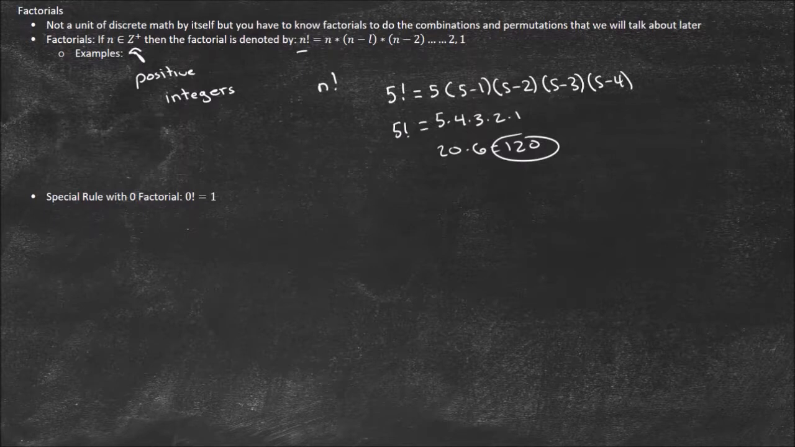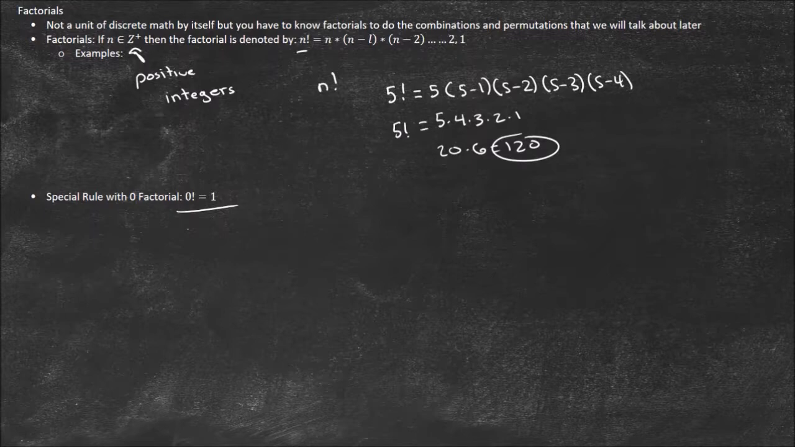Okay, so now a special rule with 0 factorial. This is important for counting. 0 factorial equals 1. It's just a rule of math. It's something you need to memorize. Just make sure you know that, because a lot of people think, okay, well, 0 factorial would just be 0, right? Because you're just doing 0, but it's not. It's just 1. Just something you've got to know. It's a convention in math, really.